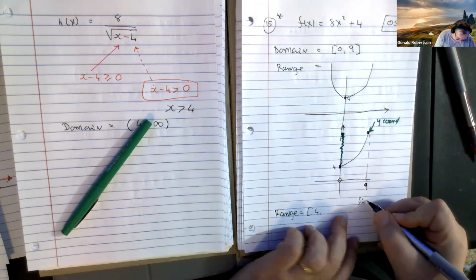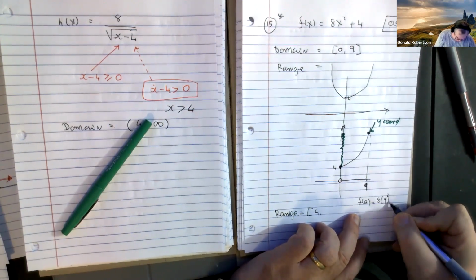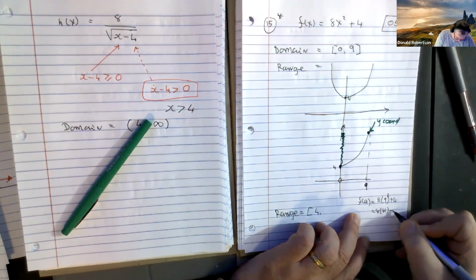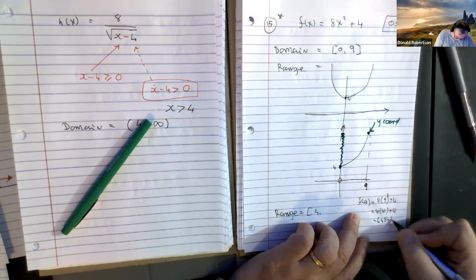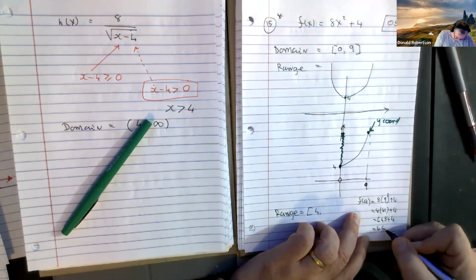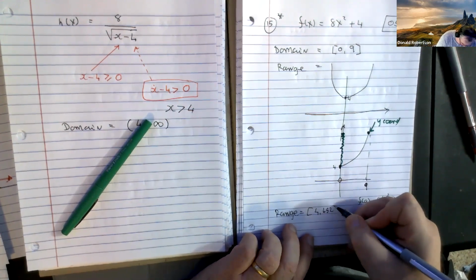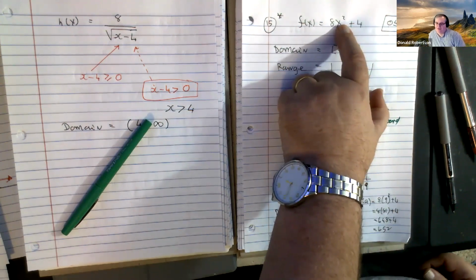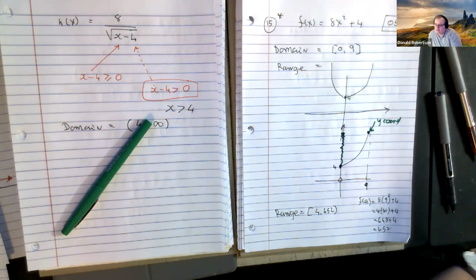So f of 9 would be 8 times 9 squared, add 4, 8 times 81, add 4, 648, add 4, I hope I did this right, 652. So we would finish at 652. So the highest number on the restriction was x is 9. The highest value of the function would be whatever that is equal to at 9. Are we good with that?